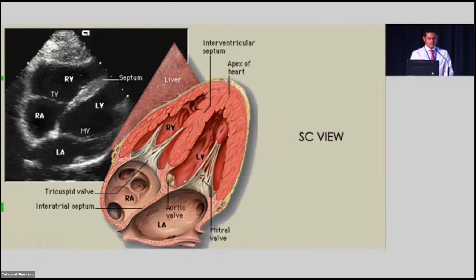What is closest to the liver is the right ventricle. Then you have the right atrium with the tricuspid valve, left ventricle, left atrium. So this is a good view. If you have a pericardial effusion, you might see the pericardial effusion in this area.